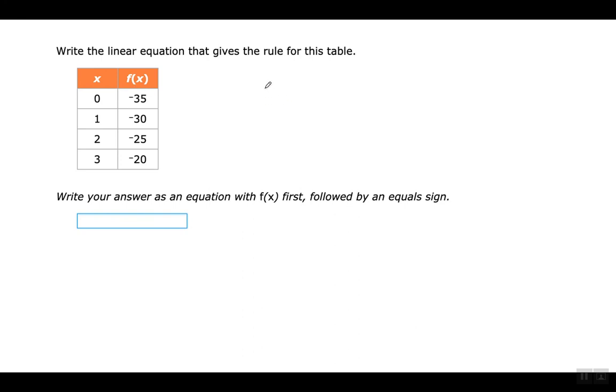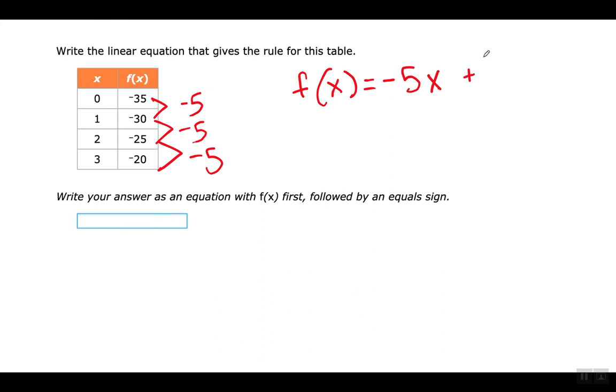All right, so first of all, let's do the same thing we were doing. So the slope, they're all going down by 5. So the slope is going to be negative 5. Negative 5x plus b.